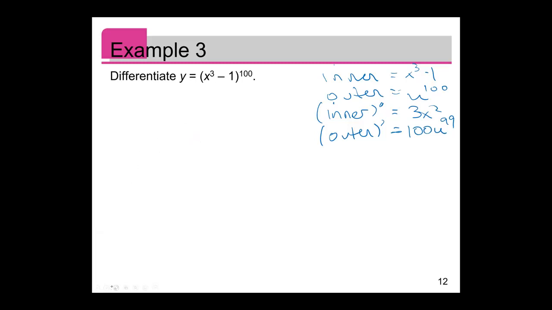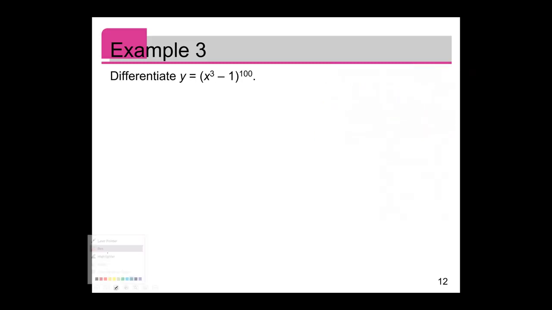And then what would I do next? This is where you do the dy over dx thing, right? If you're going to do it my method, I wouldn't do it like this. It's very close. I would just use variables. I wouldn't use inner and outer because it's just too long. I would say, let u equal x cubed minus 1, right? And then I could say y equals u to the 100th power.